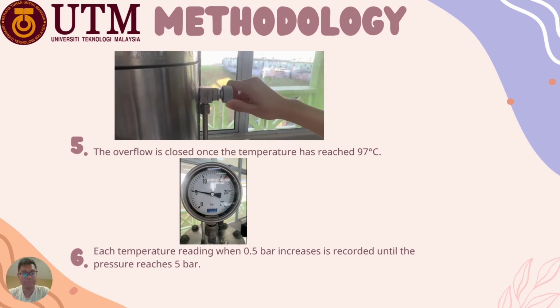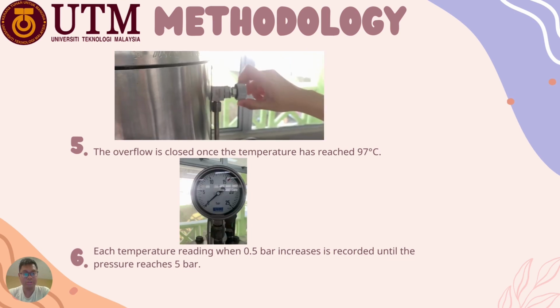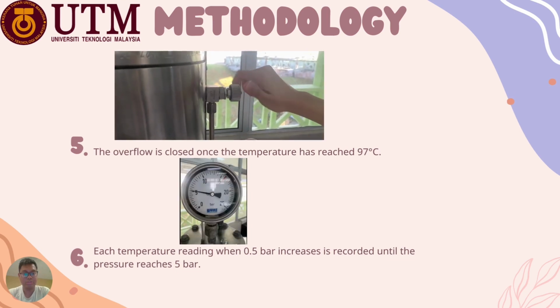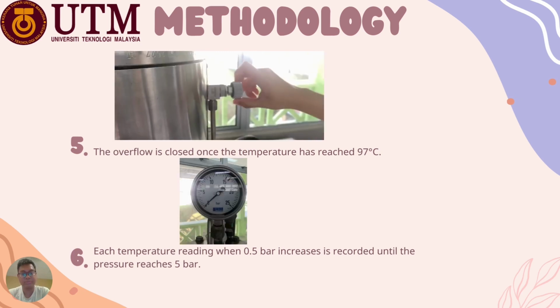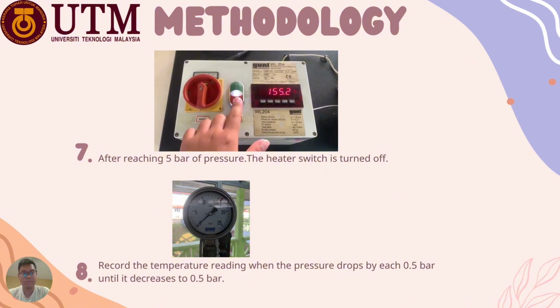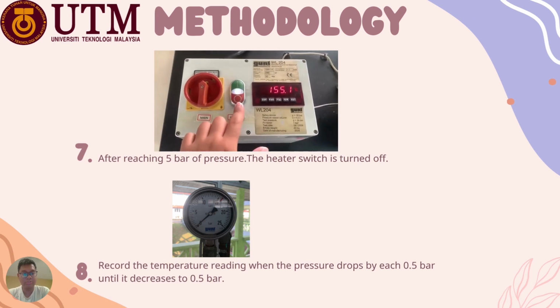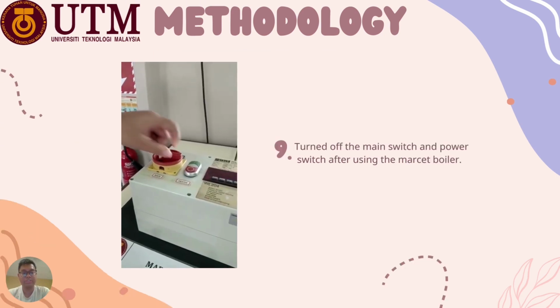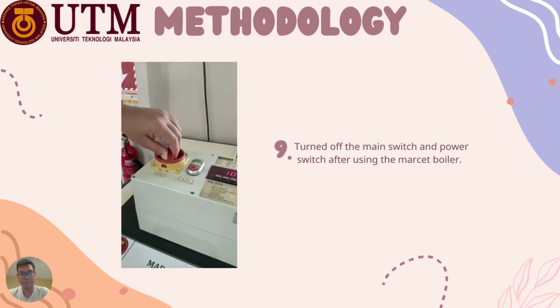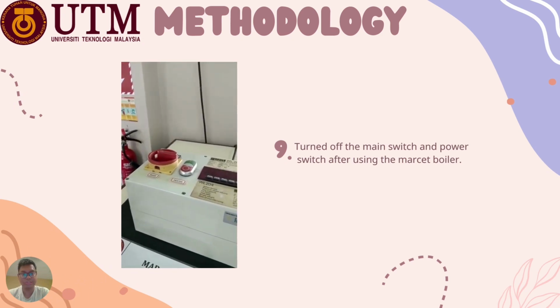The sixth step will be each temperature reading when 0.5 bar increases is recorded until the pressure reaches 5 bar. The seventh step is after reaching 5 bar of pressure, the heater switch is turned off. Then record the temperature reading when the pressure drops by each 0.5 bar until it decreases to 0.5 bar. Last step is to turn off the main switch and power switch after using the Marcet boiler.